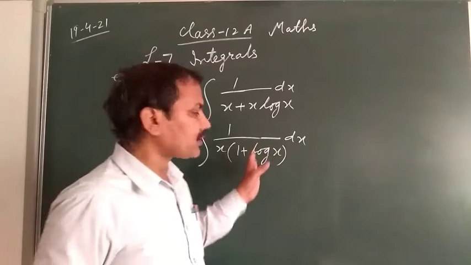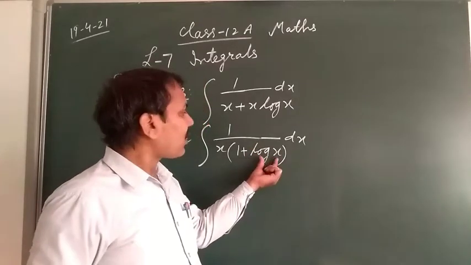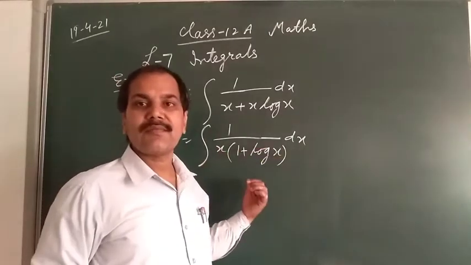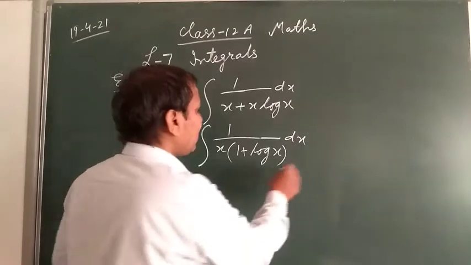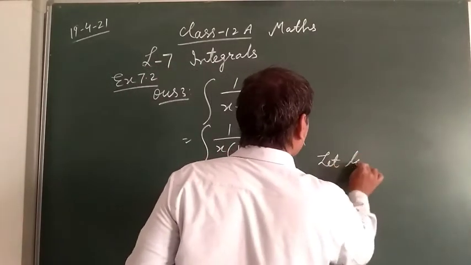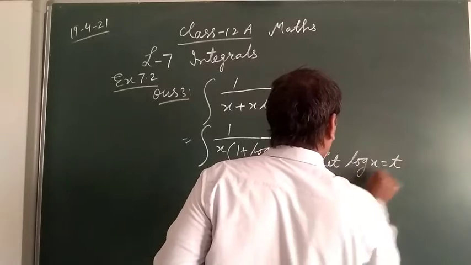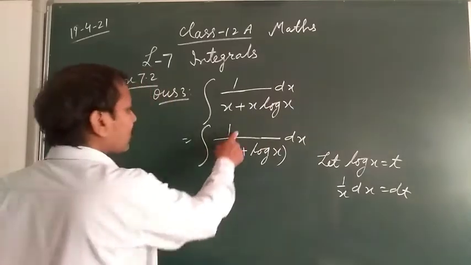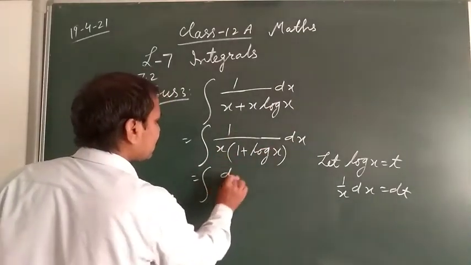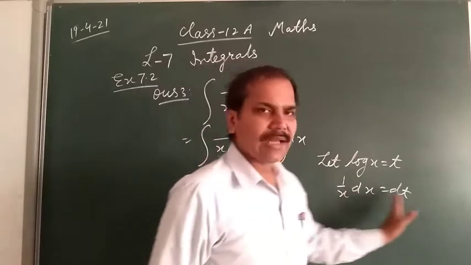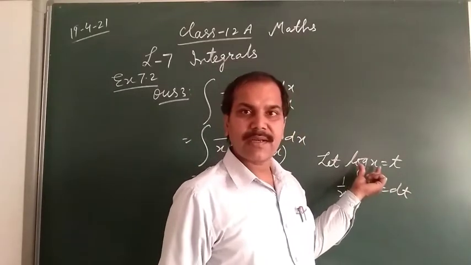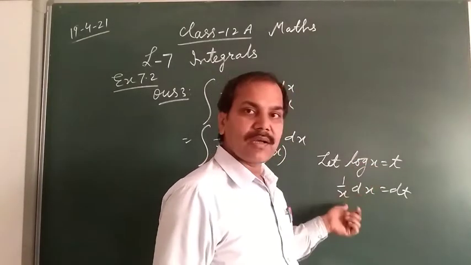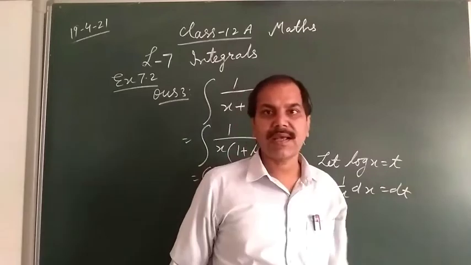So now what will we suppose? We will suppose log x is equal to t, because the differentiation of log x is 1 upon x dx, so that will be managed in dt. So log x is equal to t, and 1 by x dx is equal to dt. Now differentiate this directly with respect to x, 1 upon x dx equals dt.